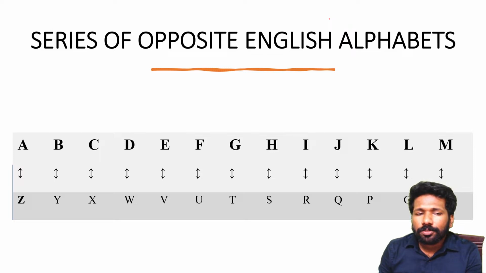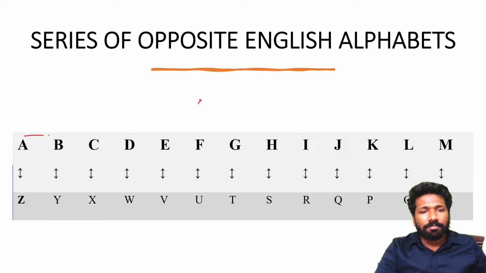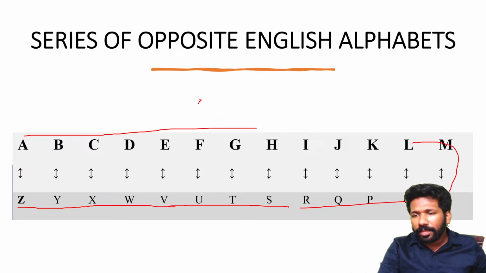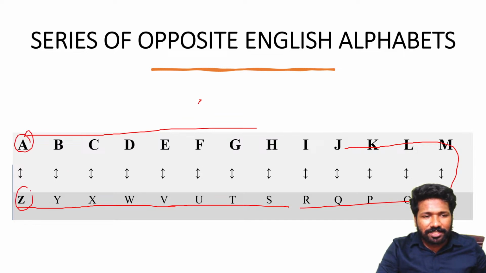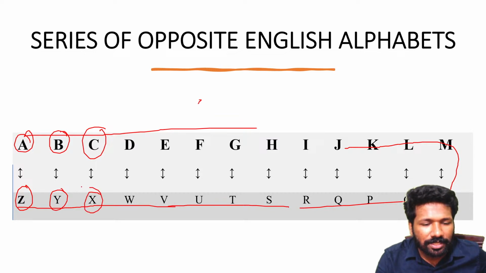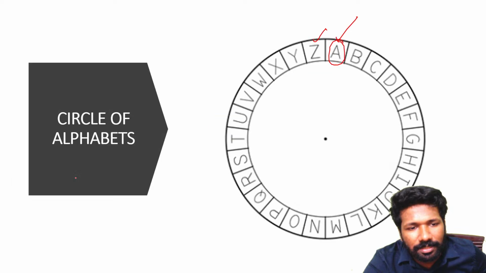Okay, and also the reverse order of letters is sometimes needed. A, B, C, D, E, F, G up to Z. In reverse order, Z, Y, X, W, V, U up to N, then M, L up to A. That means A is the first letter, and Z is the first letter in the reverse order. B is the second letter, Y is the second letter in reverse order, C is the third letter, X is the third letter in reverse order. Reverse order may be needed in some questions.